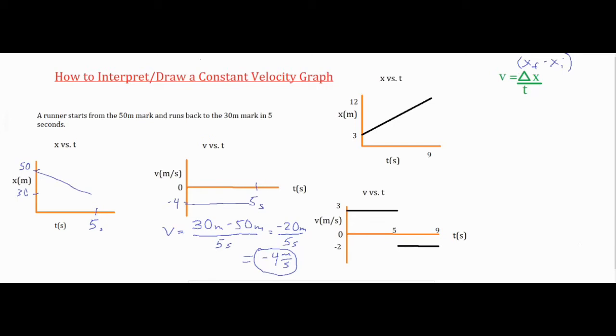For our next graph, we have a position versus time graph, and they've already directly shown us most of the information we need. We know our starting position is 3. We know our final position is 12. And we know our time is 9 seconds. So typically in a problem like this, you'd be asked to solve for the velocity, which would be finding the slope or using this equation. Both of them are basically the same exact thing. So let's go ahead and solve for that velocity.